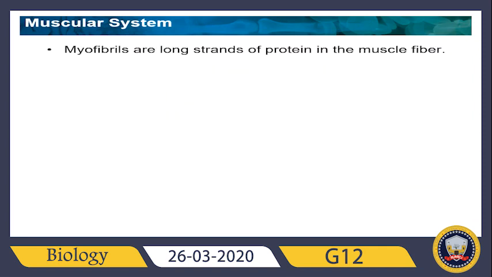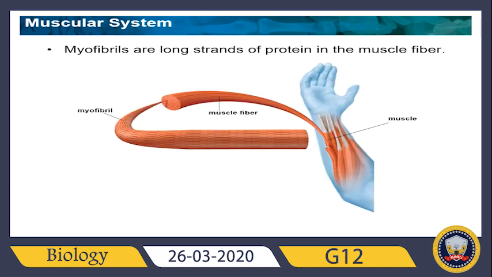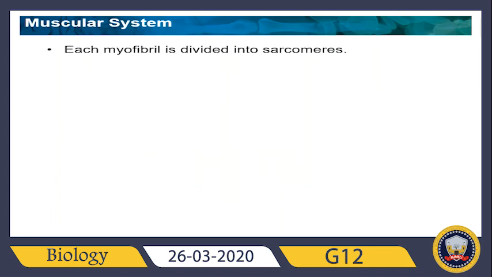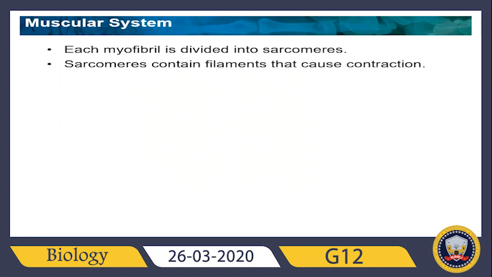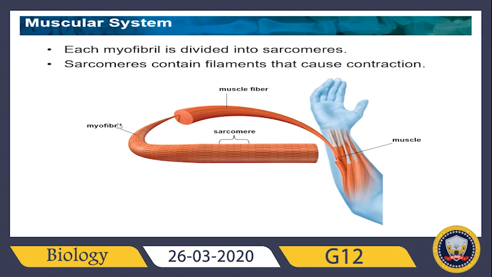Myofibrils are long strands of protein in the muscle fiber. Good. So each myofibril is divided into sarcomeres. So where are the sarcomeres here? The myofibril is divided into sarcomeres. Sarcomere from this line to this line, this line to this line.